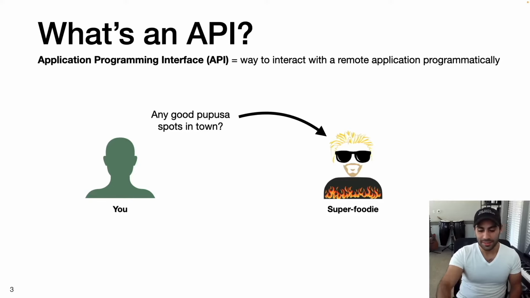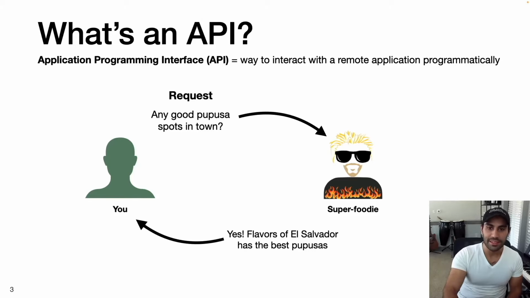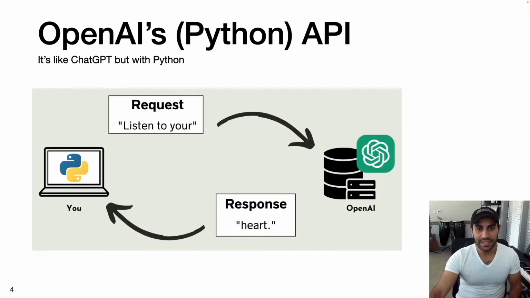And then, maybe a few minutes later, your super foodie friend would respond, yes, Flavors of El Salvador has the best pupusas. And so basically what just happened here is you sent your friend a request and then a little bit later your friend sent back a response. And while this might sound completely irrelevant to programming and Python and what we're talking about here, this is essentially how APIs work. What this can look like in the context of OpenAI's Python API is instead of texting your friend your request, you can send OpenAI a request using Python, and then OpenAI will send back a response which you can capture and use for whatever downstream task you like.